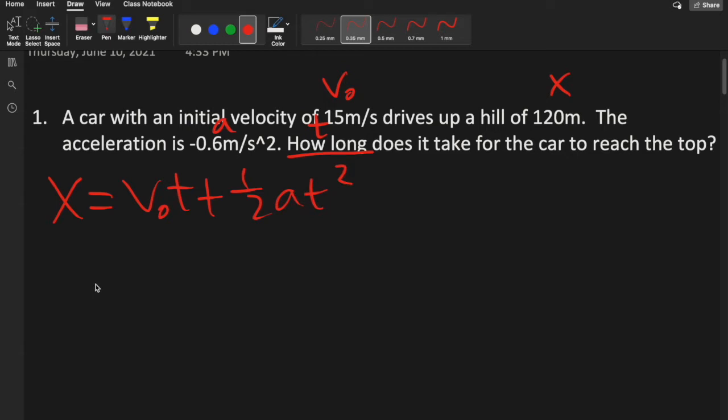So now I have a formula, so I'm just gonna plug in the numbers. So 120. I'm not gonna write the unit right now because it's a little bit messy to write, but I will write the unit for my answer. 15t.